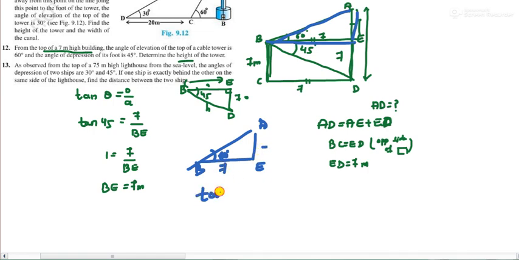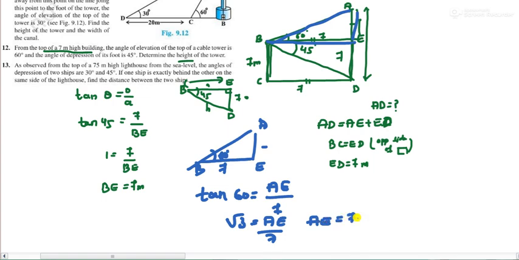Correct? So use tan 60 degree is equal to opposite AE by adjacent 7. What is tan 60? It is root 3, which is equal to AE by 7. So AE will be how much? 7 root 3. Got it? So BE is this one and AE is this one. So we need to find what? AD.